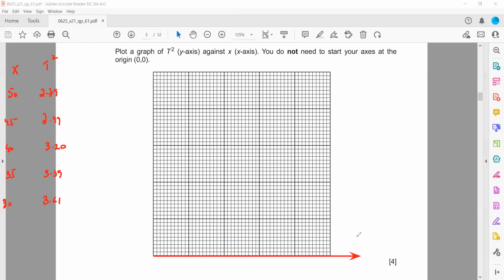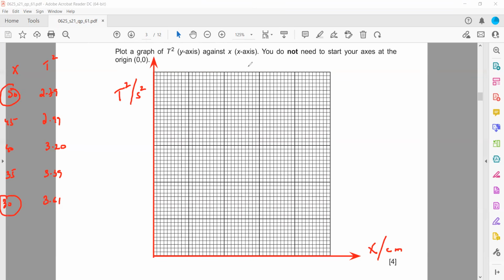And this one is X we are plotting. And what is the unit? That is centimeter. It is important that you write the units correctly for the axis. And on the y-axis we are plotting T square, and what is the unit? Second squared.